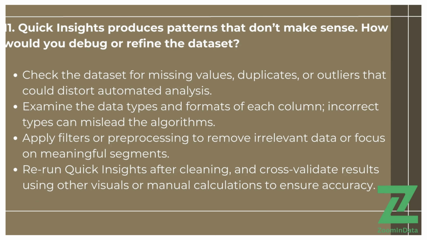11th question. Quick Insights produces patterns that don't make sense. How would you debug or refine the dataset? Check the dataset for missing values, duplicates, or outliers that could distort automated analysis. Examine the data types and formats of each column. Incorrect types can mislead the algorithms. Apply filters or pre-processing to remove irrelevant data or focus on meaningful segments. Rerun Quick Insights after cleaning, and cross-validate results using other visuals or manual calculations to ensure accuracy.